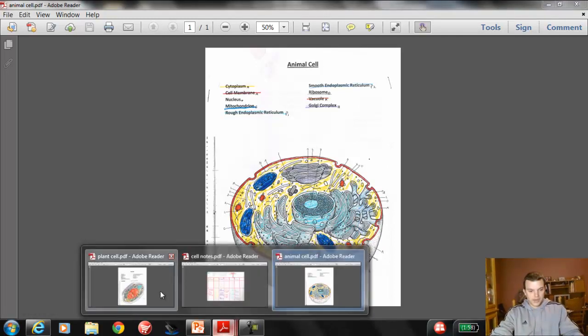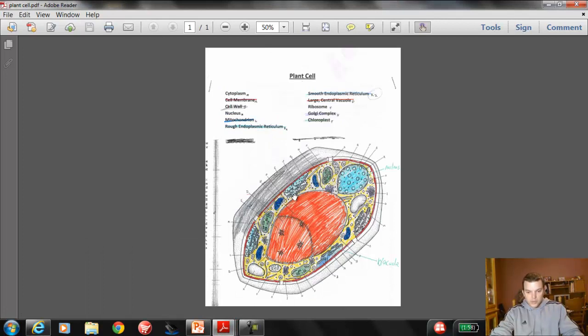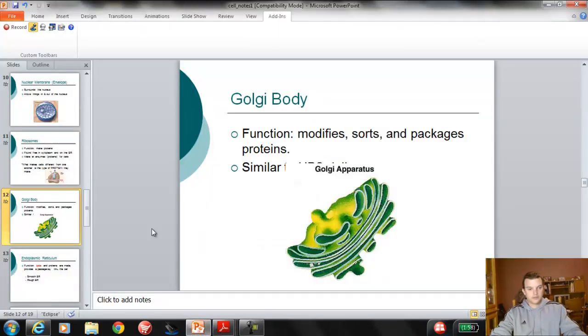Then let's see if we can find it on the plant cell. We have Golgi on the plant cell. This right here appears to be the Golgi. You notice I'm coloring it with the color that I took my notes with. So pause the video and take a few moments and color in the ribosomes. Don't spend too much time on that part, and the Golgi body.